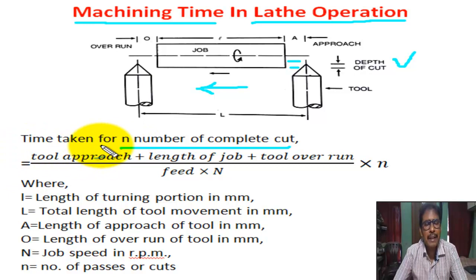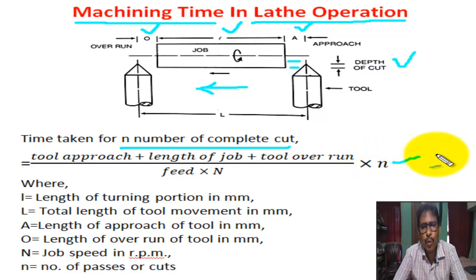So the formula for time taken for the turning operation is equal to tool approach A, plus length of job l, plus tool overrun O, divided by feed into capital N, the RPM of the job, into small n. For a single cut it is 1, for a double cut it is 2, for a triple cut it is 3.